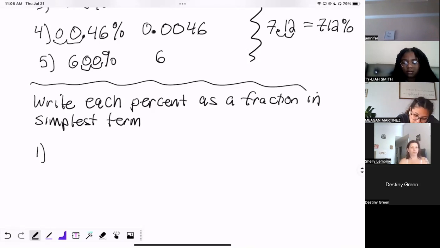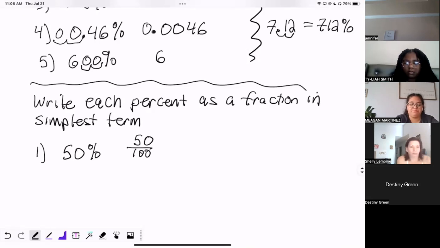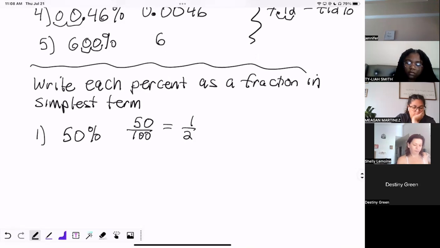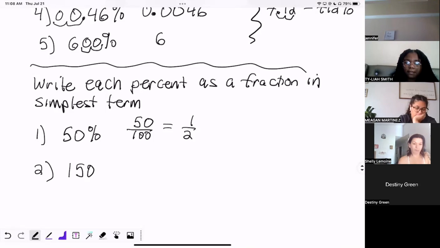So let's say I have 50%. If I want to go right to a fraction, I'm not doing a decimal. I'm going to go 50 out of 100. They're always going to be over 100. If I divide both of them by 50, I'm going to get 1/2. So every percent is over 100. Whatever number they give you for the percent, you put it over 100 and then you simplify. I love percents.